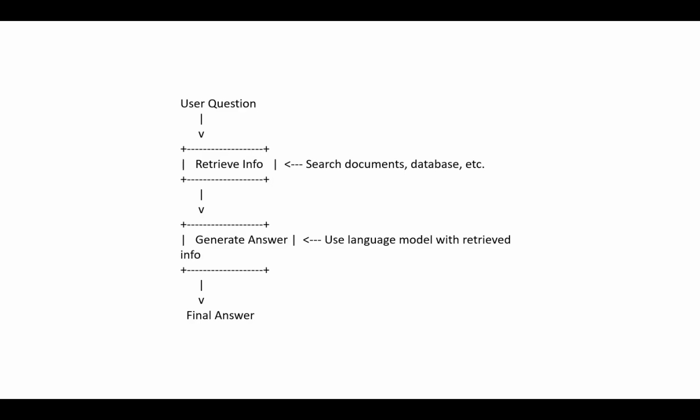So RAG basically helps AI models give more accurate and up-to-date answers. That is the biggest challenge in LLMs: they are not updated ones. So it helps you update answers by combining both search, the retrieval, with the text generation to give you the final answer.